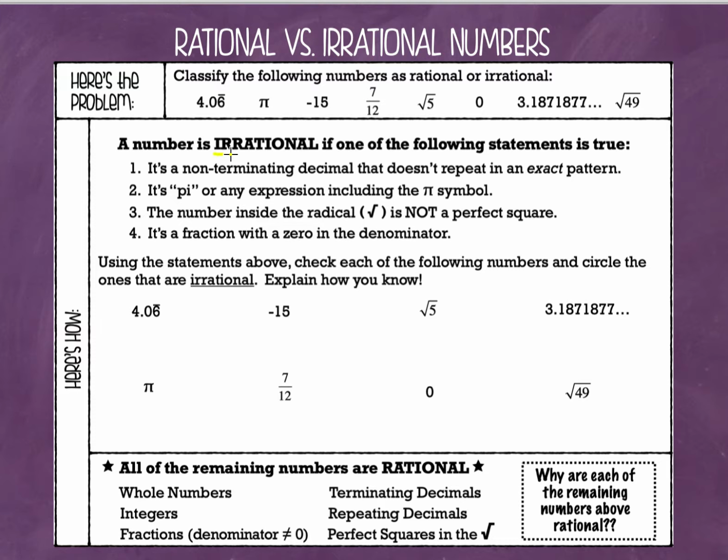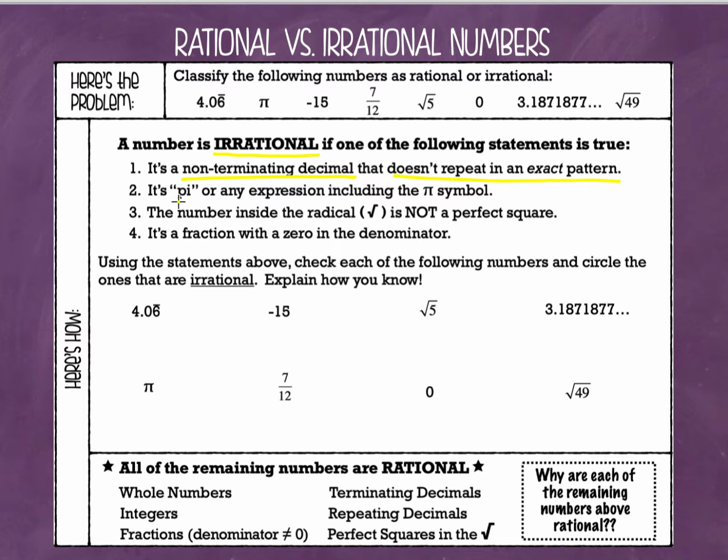A number is irrational if one of the following statements is true. First of all, it is a non-terminating decimal that doesn't repeat in an exact pattern. So non-terminating means it doesn't end. It just keeps going on and on. And not only does it not end, but it also doesn't repeat in an exact pattern. And that word exact is really important.